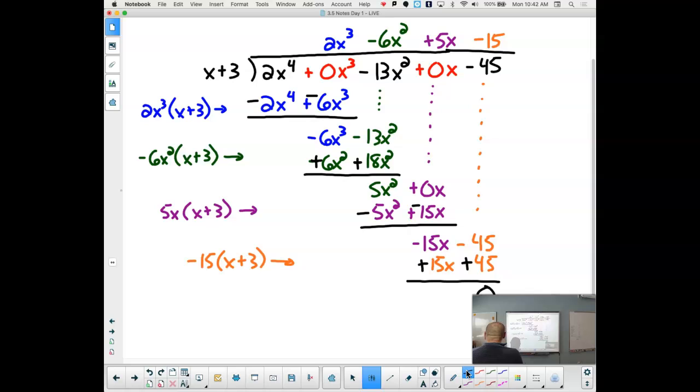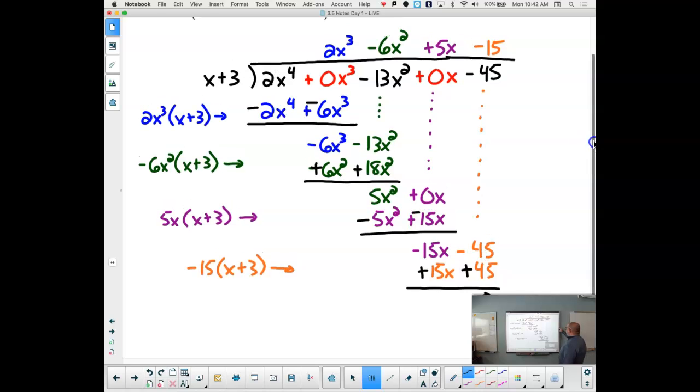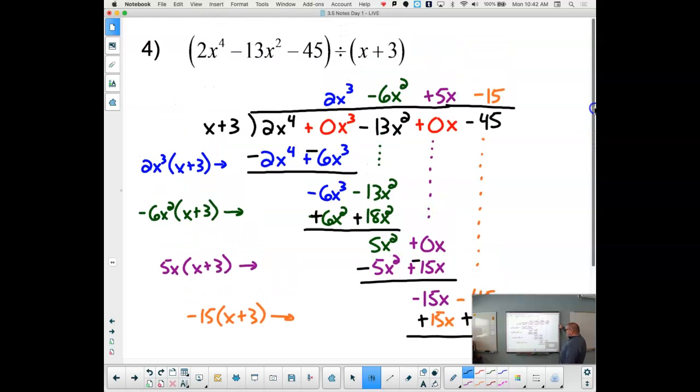That's cool. Okay? That means that it evenly divides in because there's no remainder. It's kind of like 8 divided by 2. It's a remainder of nothing. So the answer here then would just be 2x cubed minus 6x squared plus 5x minus 15.